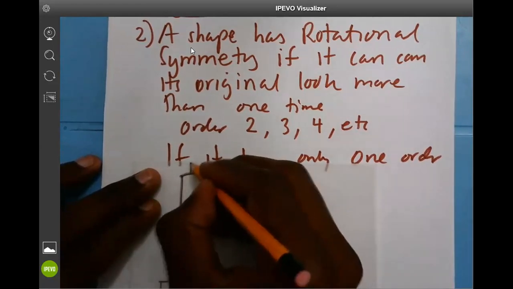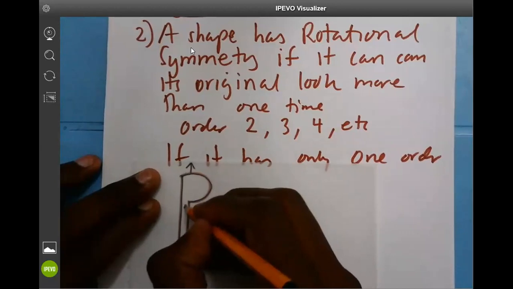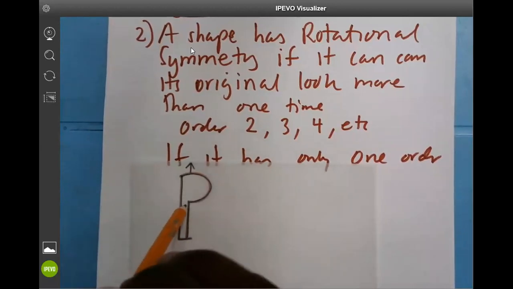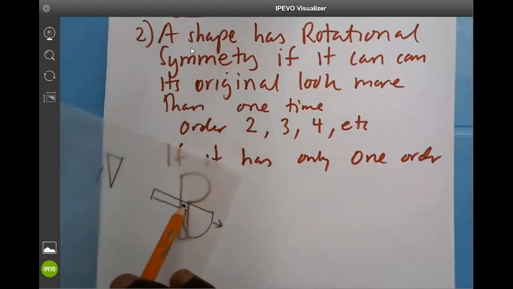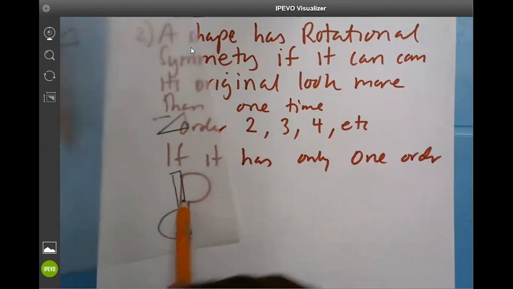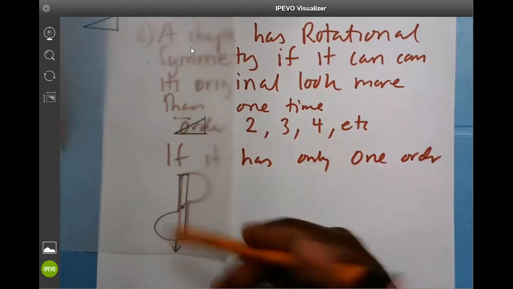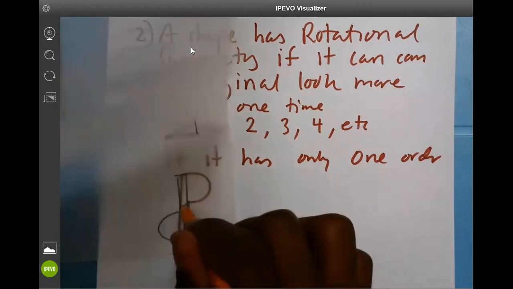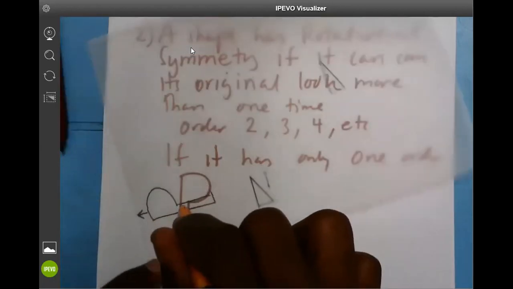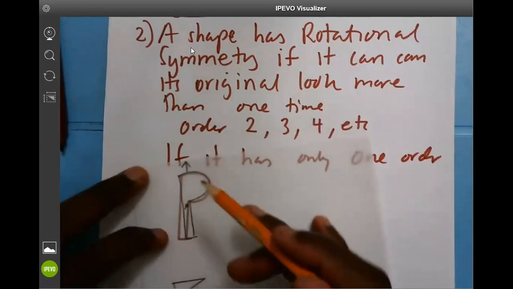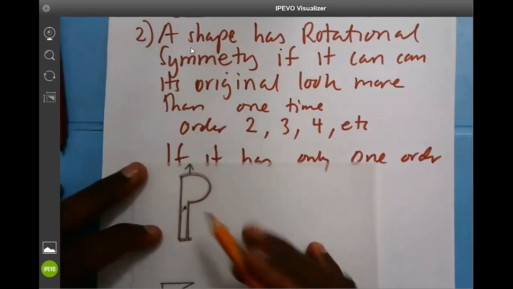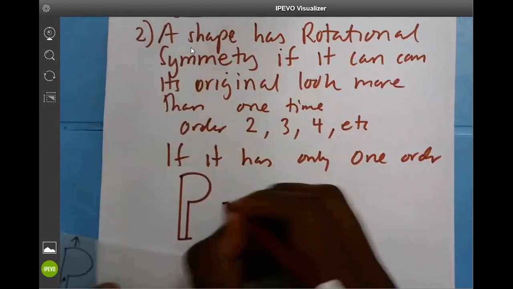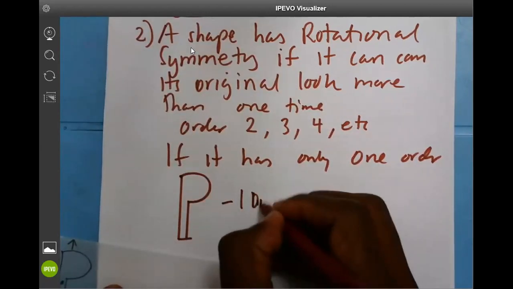Then I keep my starting point. Then I choose a center. Then I start rotating it. Now watch, I'm rotating. See, P. At this angle, no. I keep on, at this angle, no. At this angle, no. So everywhere I go, it's not regaining its look. It doesn't regain until the final position when I go back, until the 360 degrees. So this shape has one order.